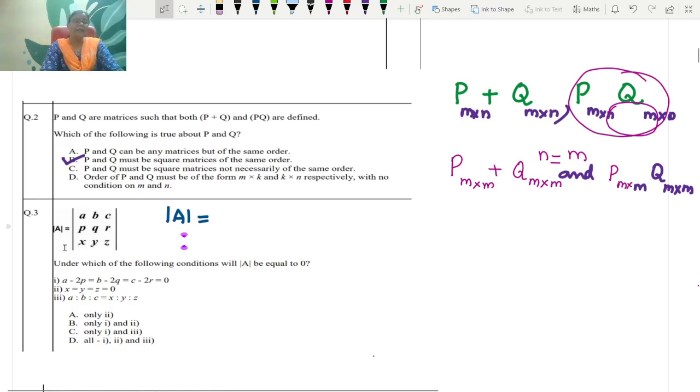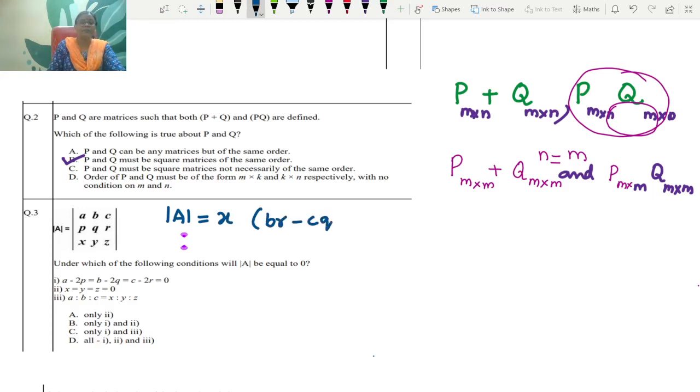तो अगर एक रो का एलिमेंट जीरो है तो let me write the expansion of this through the third row. That is x is multiplied to, का मल्टीप्लाई क्या होगा? What is its cofactor? It is BR minus CQ. Then minus, cofactor निकाल रहे हैं, y times AR minus PC plus z times AQ minus BP. फाइन.